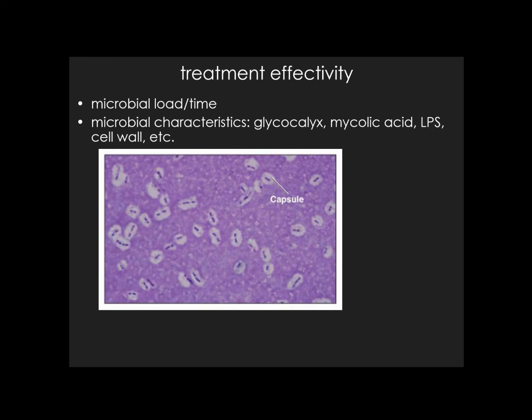The second consideration is actually what's going on in the microorganism itself. If the microorganism has a glycocalyx, if that glycocalyx is highly arranged into a capsule, that can be difficult for methods of control to penetrate. The mycolic acid layer of acid-fast bacteria, the lipopolysaccharide outer membrane of gram-negative bacteria, the cell wall can make it difficult. Of course, spores will make it nearly impossible for some things to penetrate into the cell and cause damage.